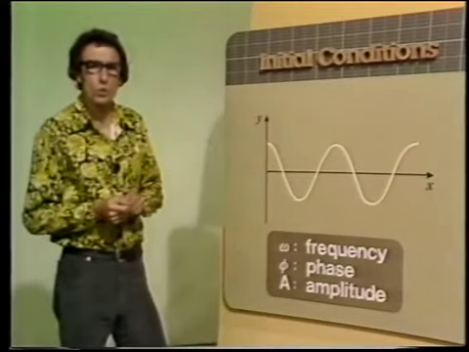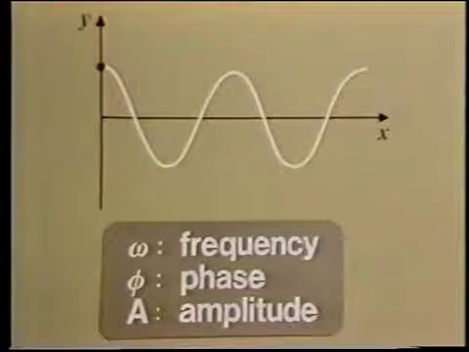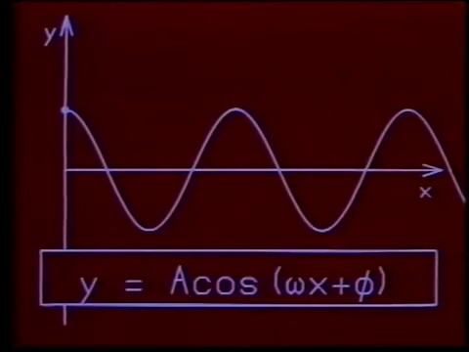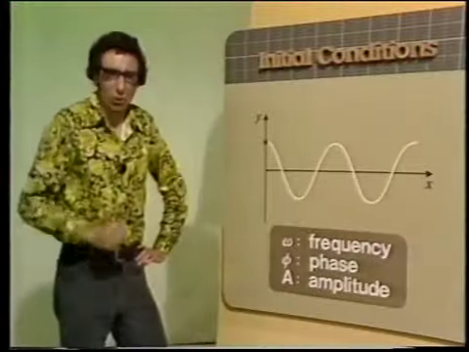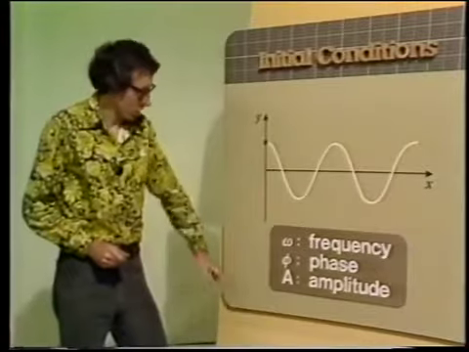For example, suppose we require that y is 1 when x is 0. Will this determine values for A and phi? Here's one solution satisfying that condition. And here's another with different values of A and phi. So there are other solutions with y equal to 1 when x is 0. So one condition does not pick out a single solution of the differential equation. It doesn't fix values for A and phi.